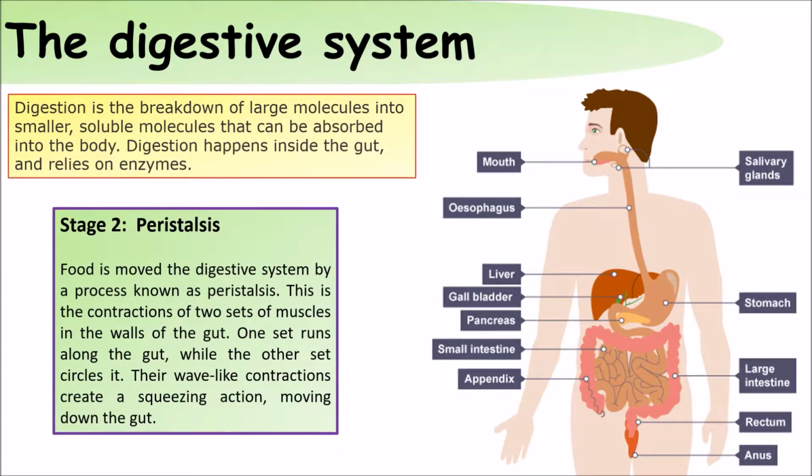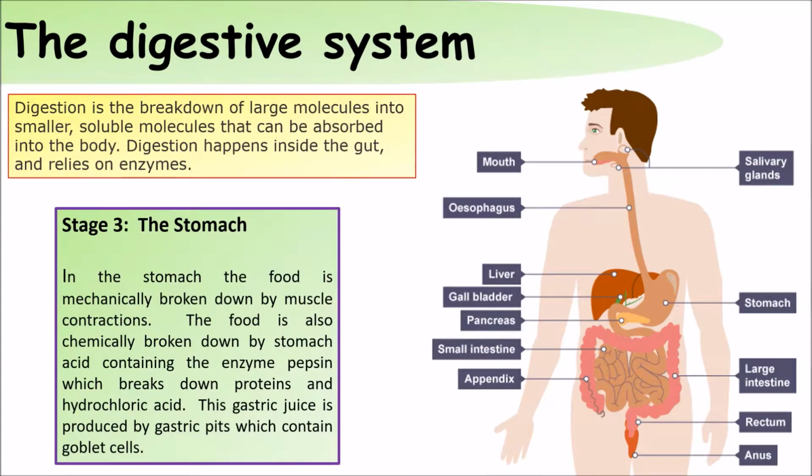The food is then pushed down the esophagus by the process of peristalsis. Right, peristalsis is basically just a wave of muscle contractions that push the food downwards. So even if you stood on your head and you swallowed, your food would still be pushed down towards your stomach. Peristalsis happens throughout the digestive system.